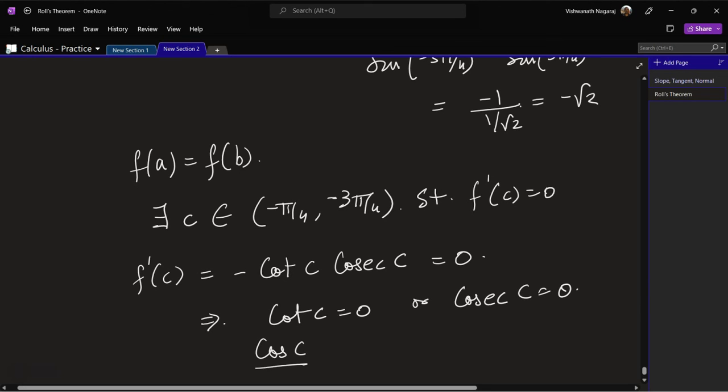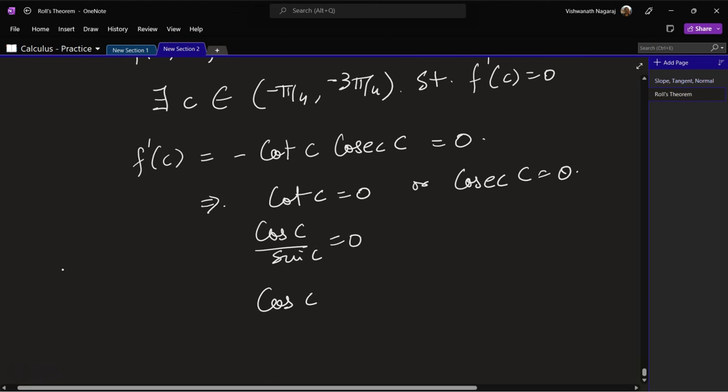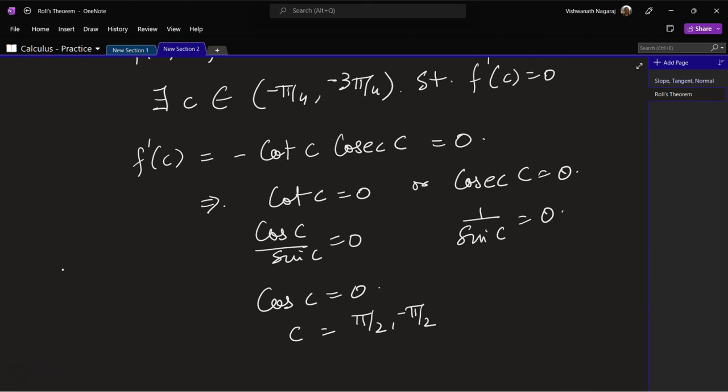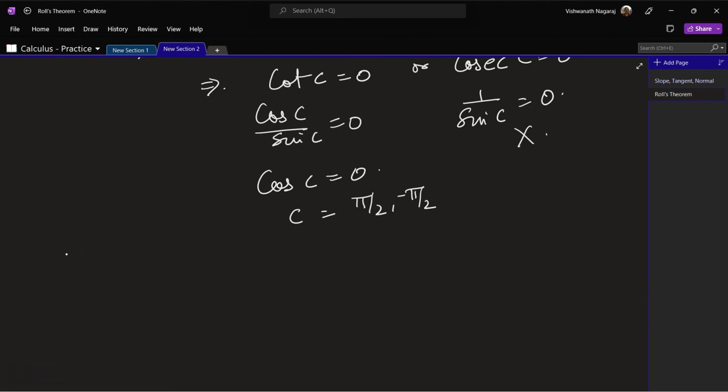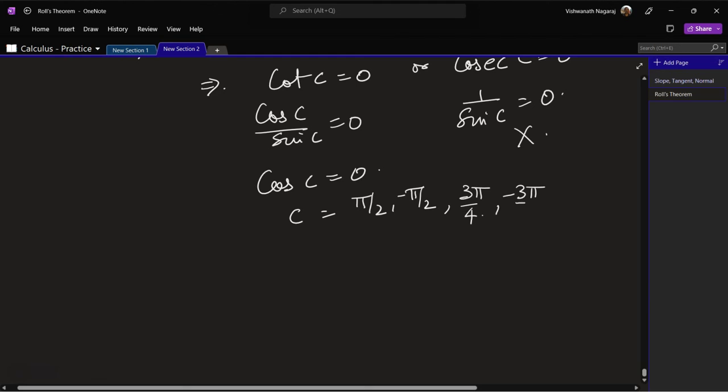Cot c is cos c by sin c equal to 0, which means cos c equal to 0. Cos c equal to 0 when it is pi by 2 or minus pi by 2. Okay, this is 1 by sin c equal to 0. Now this doesn't work out because sin c goes to the other side, we have 1 equal to 0, so meaningless. So we ignore that. Now here it will also be equal to 0 when it is pi by 2, 3 pi by 4 and minus 3 pi by 4.